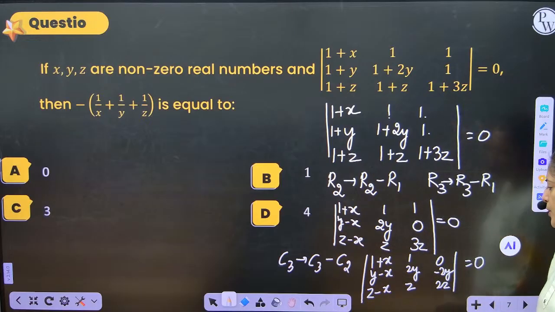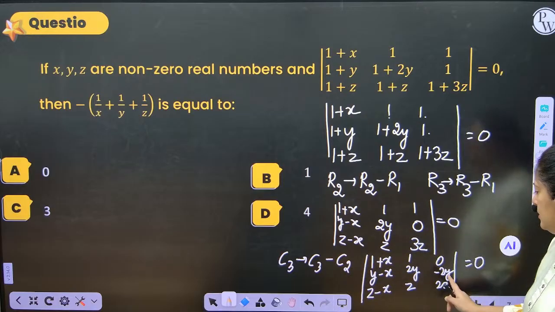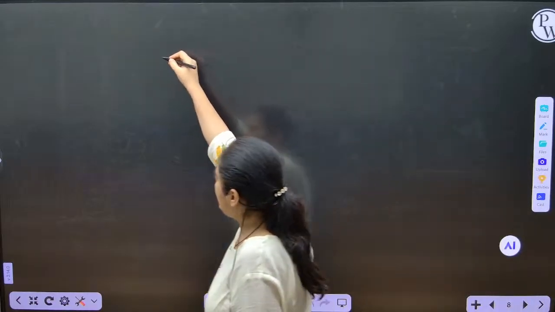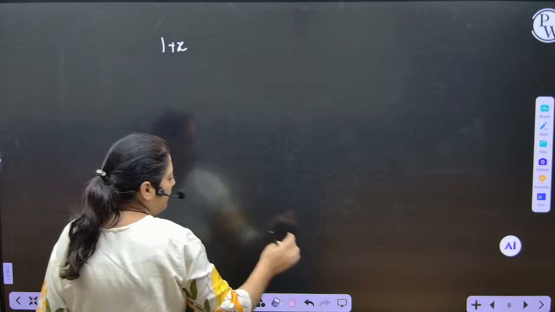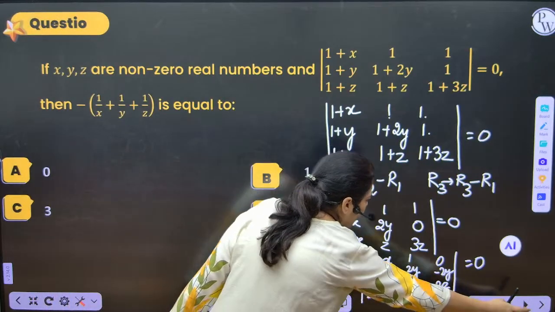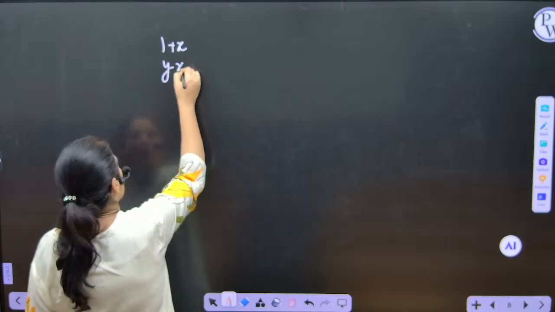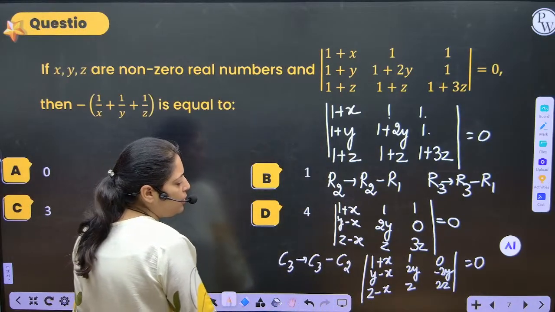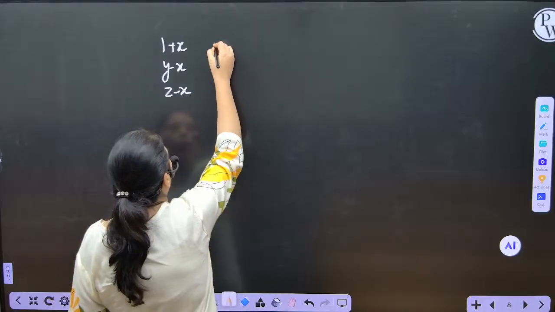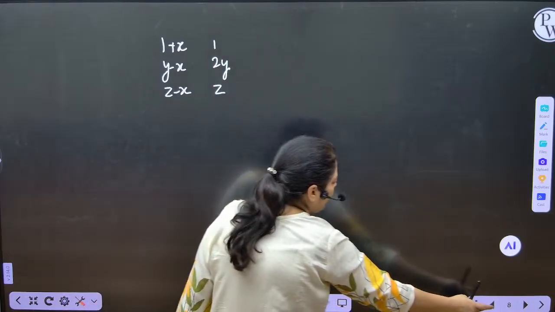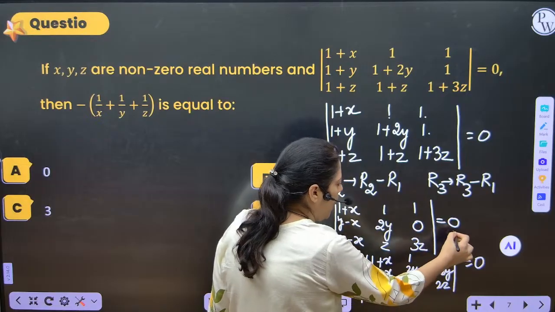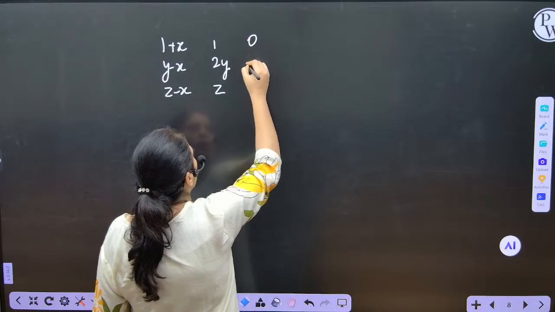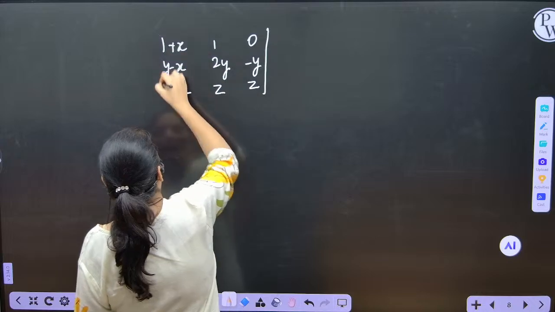This is also equal to 0. I can take 2 common from here. What will it become? 1 plus x, y minus x, z minus x; 1, 2y, z; 0, minus y, z. Either I can do it this way, or after this I'll expand through this also. We'll get the same answer. And I have taken 2 common.